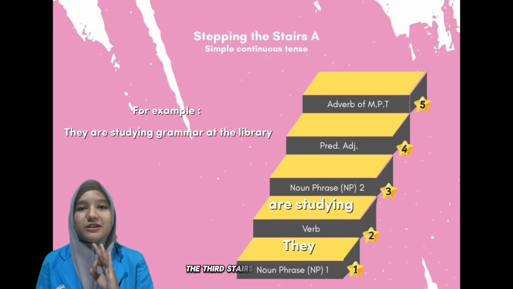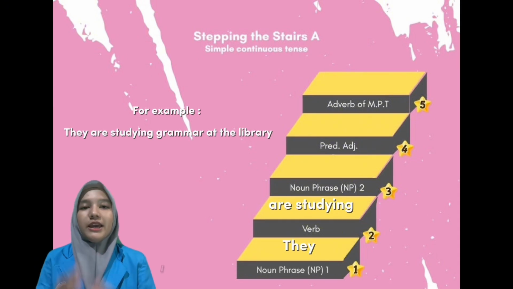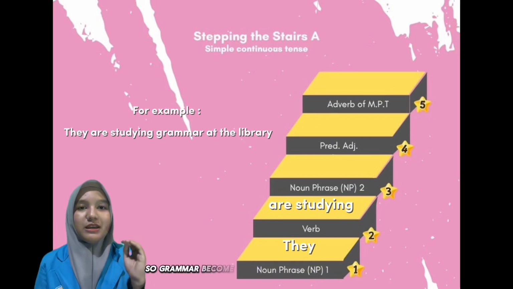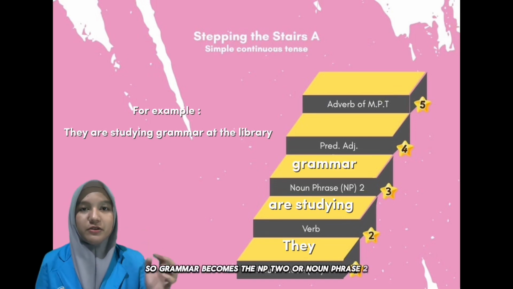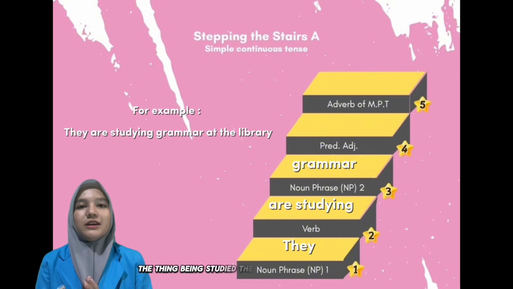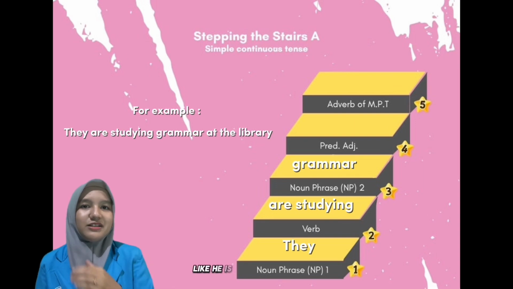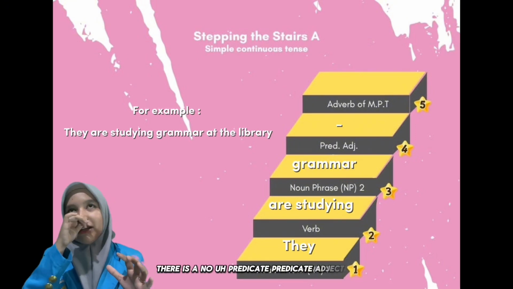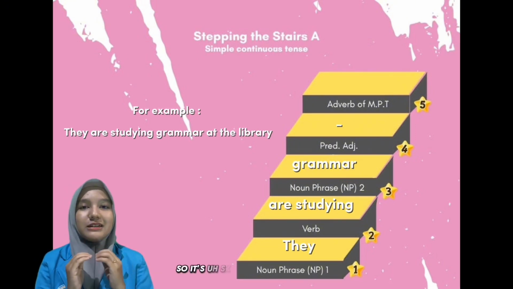The third stair is noun phrase 2. Now, this is the object of the sentence, the thing that the subject is doing something to. In our sentence, they are studying grammar. So grammar becomes the NP2, or noun phrase 2, the thing being studied. The fourth stair: in some sentences we might describe the subject using an adjective, like he is tired or he is happy, but in this sentence there is no predicate adjective, so it's skipped.